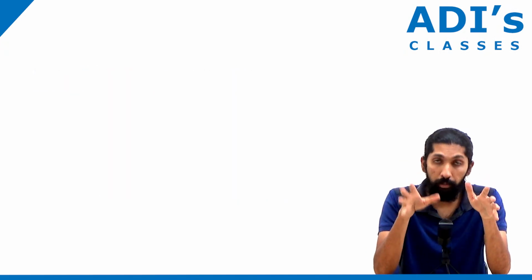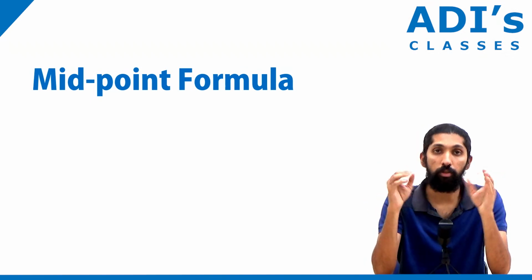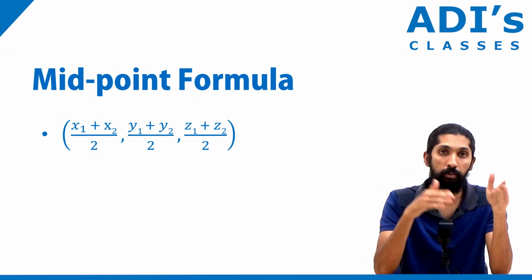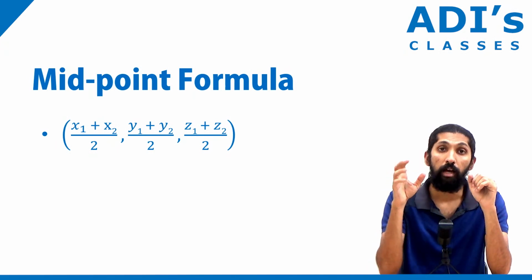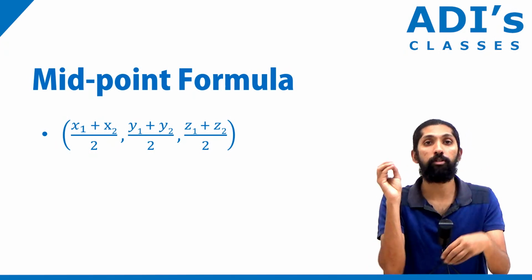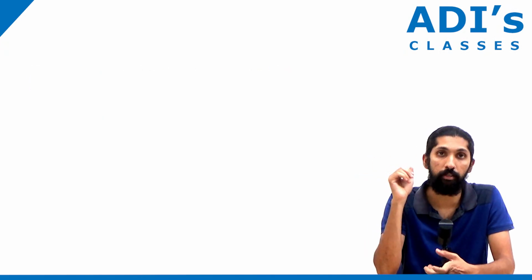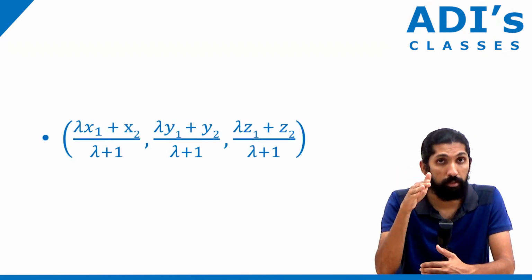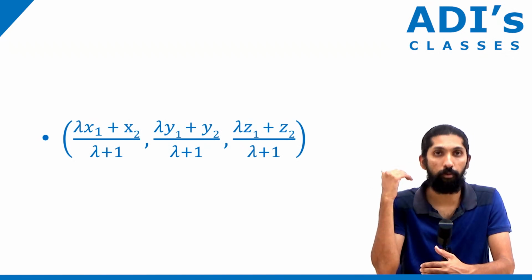Now, if we come to the midpoint, the ratio is always 1:1. So you have the average of the points, like (x1 plus x2) by 2, (y1 plus y2) by 2, (z1 plus z2) by 2. Correct? And then finally, we discussed how you can find the ratio when the points are given, isn't it? So like when you do (lambda into x2 plus x1) divided by (lambda plus 1), likewise for y, same thing for z, isn't it?